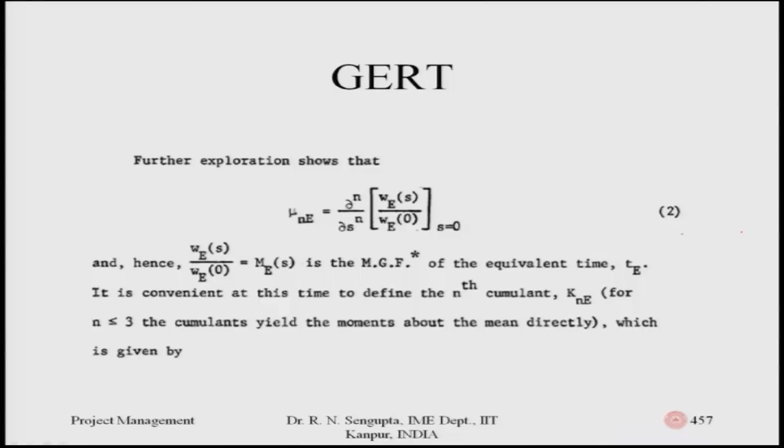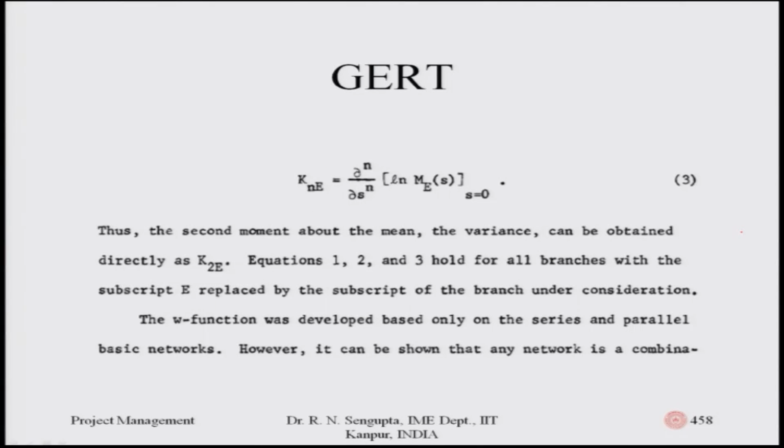Furthermore, when we find out the nth moment, hence this is the moment generating function of the equivalent time, and that time would be given by T suffix e. E is basically the equivalent time. In a similar way, when you have the expected time in the PERT network, it is equivalent at this time to define the nth cumulant, which is k suffix n e for any value of n less than 3, and which is given by this formula. So, what we need to do is basically try to find out the log of this function.